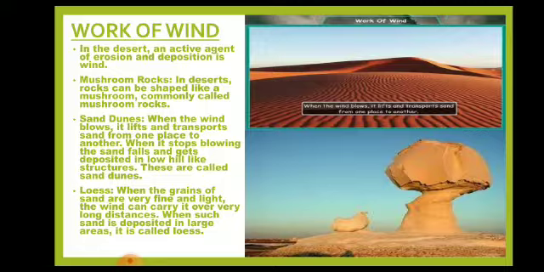Next is loess. When the grains of sand are very fine and light, the wind can carry them over very long distances. When such sand is deposited in large areas, it is called loess.